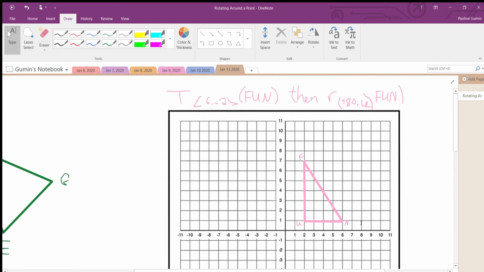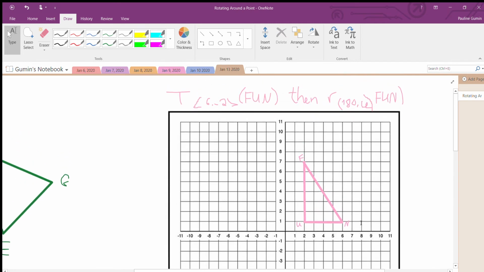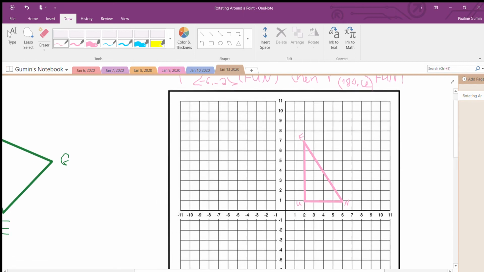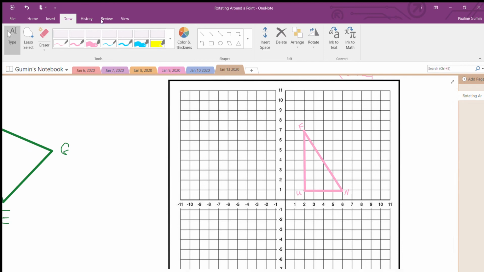Now let's rotate. The first thing we're going to do is take this triangle FUN and translate it 6 down, 6 to the left, and 2 down. We're going to do this to every single point. We've done this before, so I'm not going to spend too much time on it. I'm just going to go ahead and go for it.